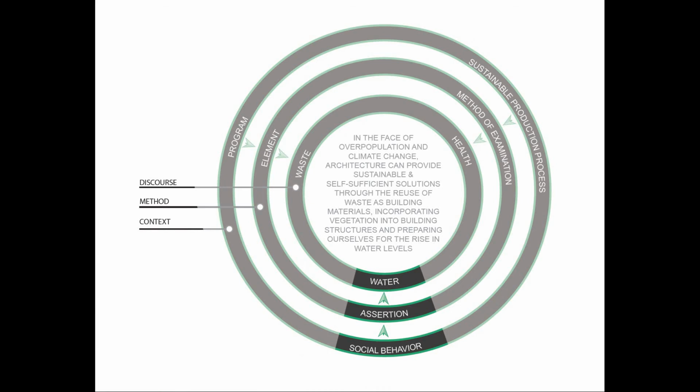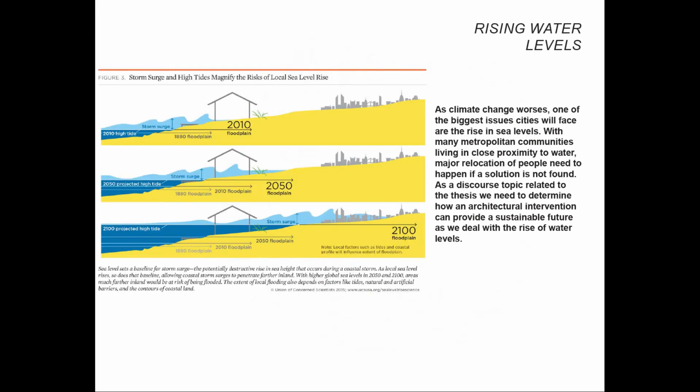Next, we can look at another flow of discourse, method, and context through water, assertion, and social behavior. As climate change worsens, one of the biggest issues cities will face is the rise in sea levels. With many metropolitan communities living in close proximity to water, major relocation of people will need to happen if a solution is not found. As a discourse topic related to this thesis, we need to determine how an architectural intervention can provide a sustainable future as we deal with the rise in water levels.